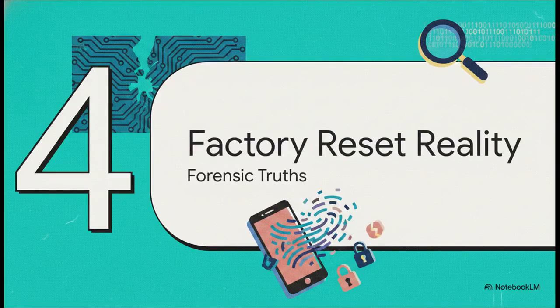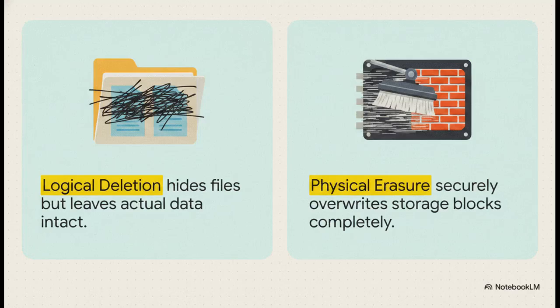And finally, Section 4, the factory reset reality, forensic truths. We have officially hit the bedrock of this explainer. You've optimized everything, it's running great, but what happens when you're done with the phone and you perform a factory reset? There is a vast, crucial difference between logical deletion and physical erasure. When you do a standard factory reset, the phone usually just performs a logical deletion. It deletes the directory pointers, making the data invisible to you, but leaving the actual photos and messages sitting right there in the flash memory. Physical erasure, where blocks are completely overwritten with random data, takes way longer and is rarely what a standard consumer reset actually does.